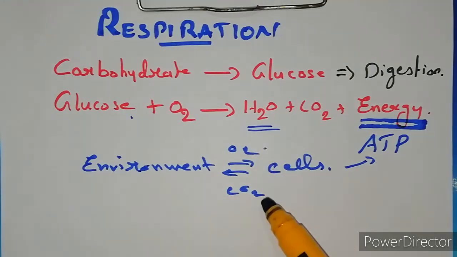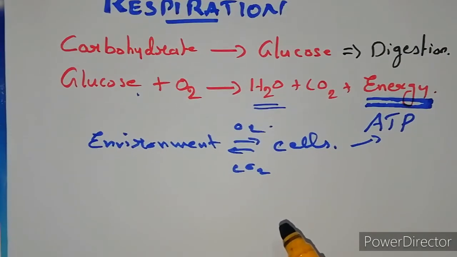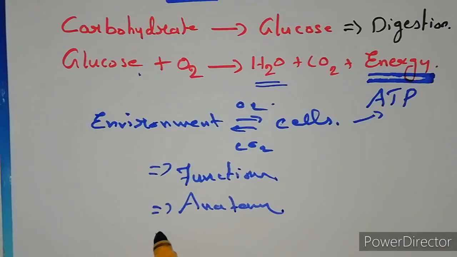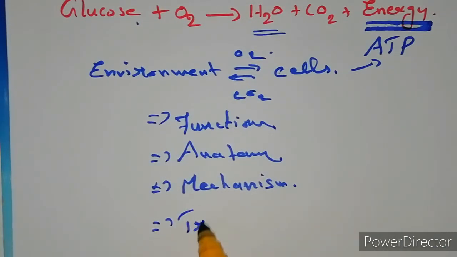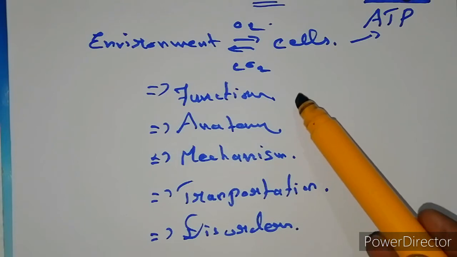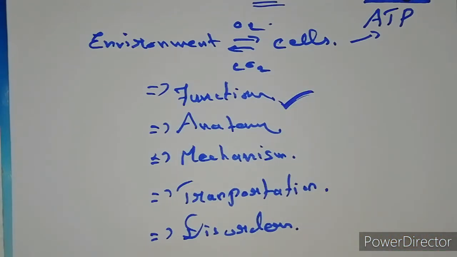Then the transport of oxygen and carbon dioxide: how oxygen is transported from the external environment to the cells, and how carbon dioxide is taken from the cells to the external environment. Then we will discuss certain disorders related to the respiratory system. So we will discuss the functions, then the anatomy, then the mechanism of breathing, then the transportation of oxygen and carbon dioxide, and certain disorders. This is what we are going to explain in this chapter. As per that, the first one we have to discuss is the functions of the respiratory system.